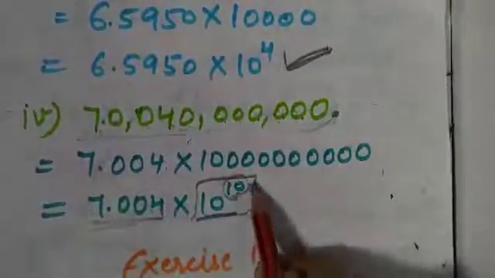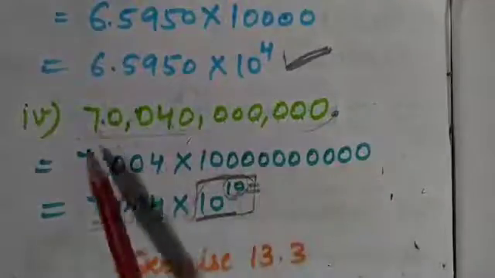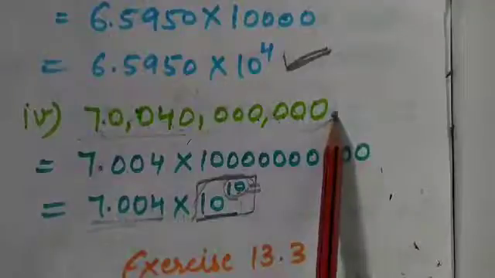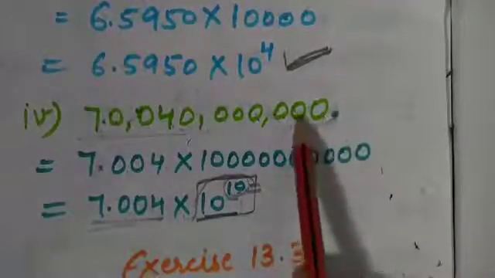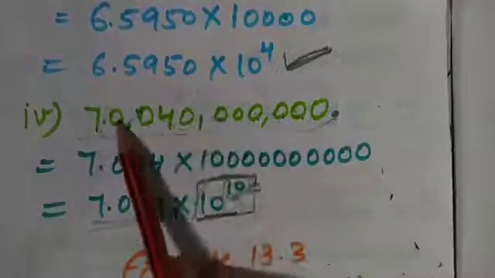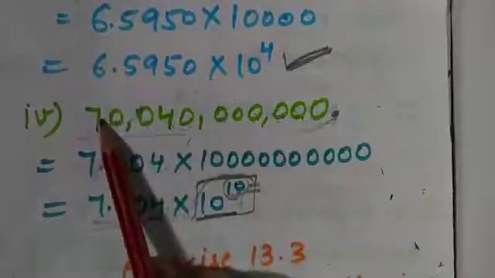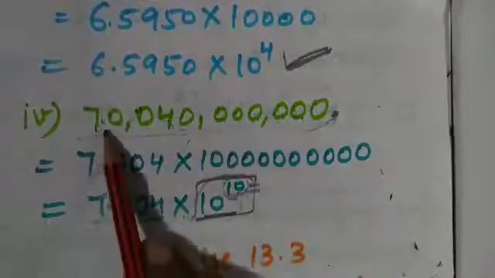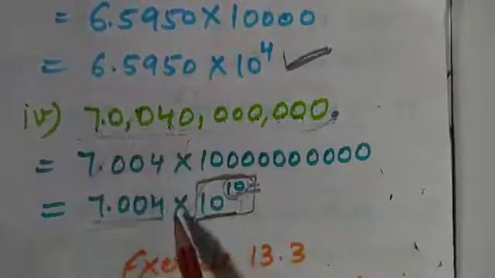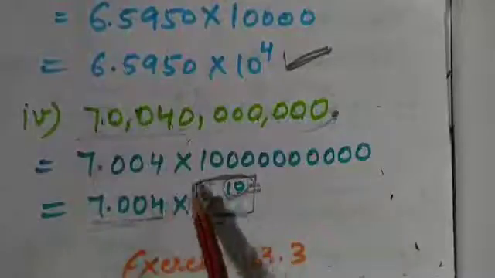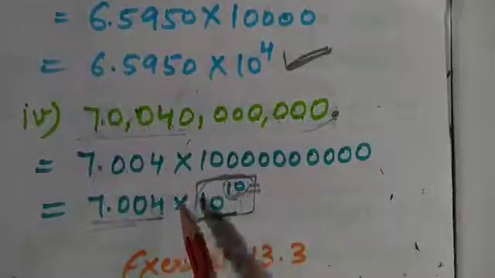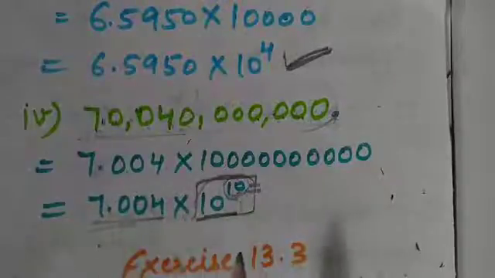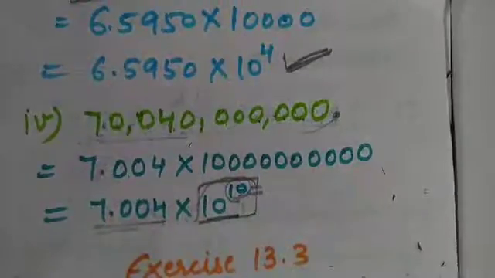Why have I written 10 to the power 10? Because in a number the decimal is always at the end, and I have shifted this decimal by how many places? 1, 2, 3, 4, 5, 6, 7, 8, 9, 10. So I have shifted 10 places, so it will be 10 to the power 10. And this can be written as 7.004. If you write 000, it is also correct. If you don't write them, it is also correct, because after the decimal there is no importance of 0. So this is your part 4.